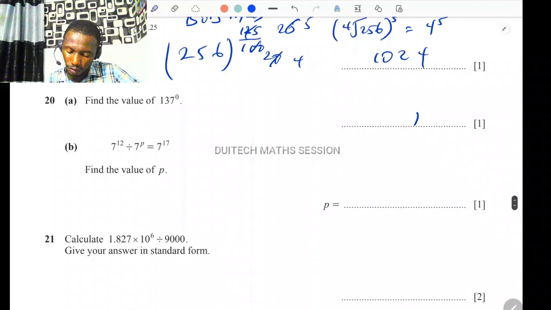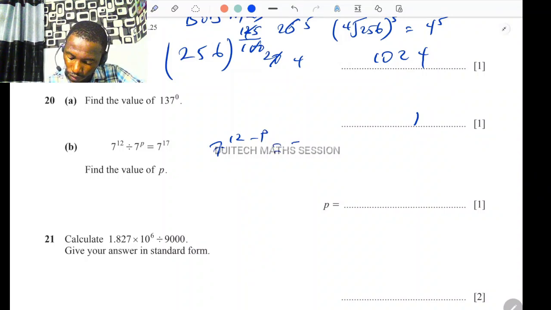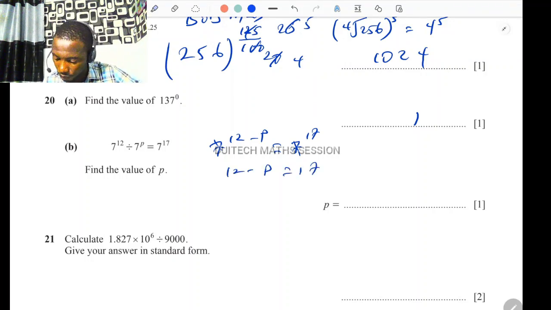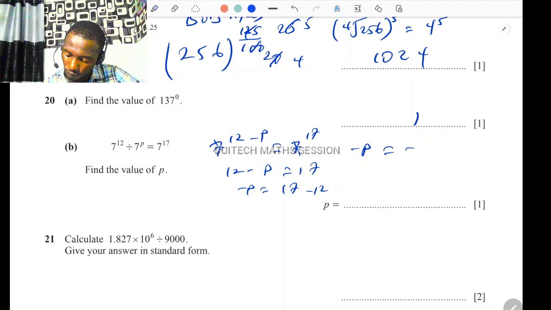Here it says indices again. So we have to subtract. We have 7 to the power 12 minus p equals 7 to the power 17. So this will cancel this. I have 12 minus p equals 17. So minus p equals 17 minus 12, that is negative p equals 5. So my p is equal to minus 5.